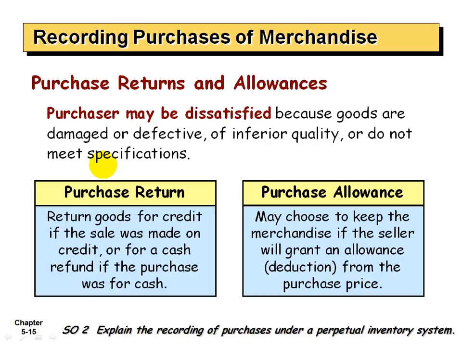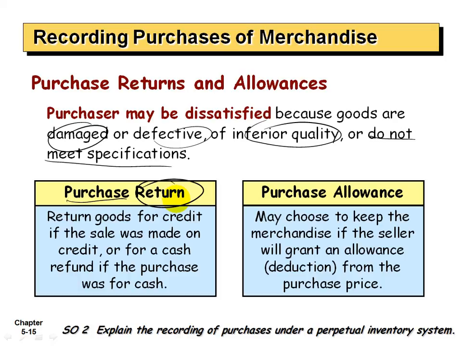What happens if the customer is dissatisfied with the merchandise they bought, either because it was damaged or defective, junk quality, or it was not what they expected or what they ordered? Well, typically the buyer would contact the seller confirming they want to send it back, getting permission to send it back, and we call that a return. From the viewpoint of the buyer, it's called a purchase return. From the viewpoint of the seller, it's called a sales return.